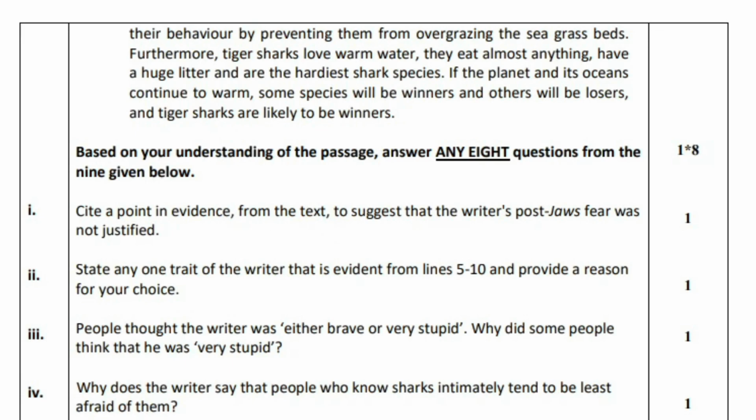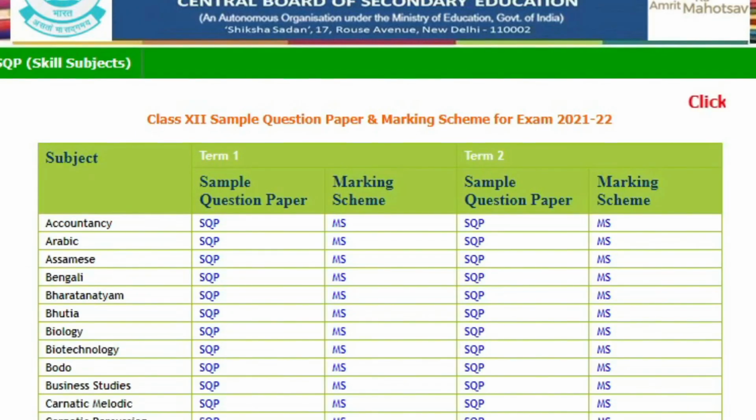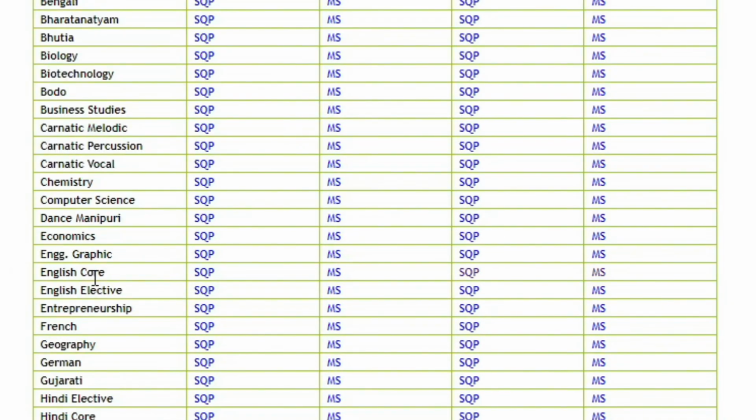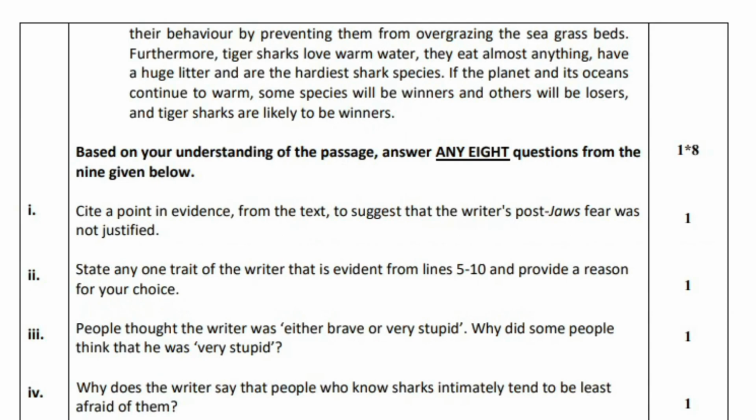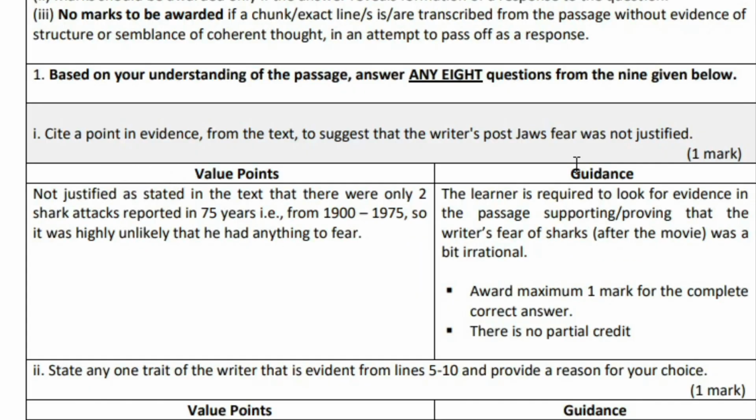Let us see what is the format of writing answers also here. So I'm going to show you the marking scheme or the answers for these questions. So let us select marking scheme. Now here you can see based on your understanding of the passage, answer any 8 questions from the 9 given below. So first question, if you see here, cite a point in evidence from the text to suggest that the writer's post-jazz fear was not justified. So here the answer is given for 1 mark.